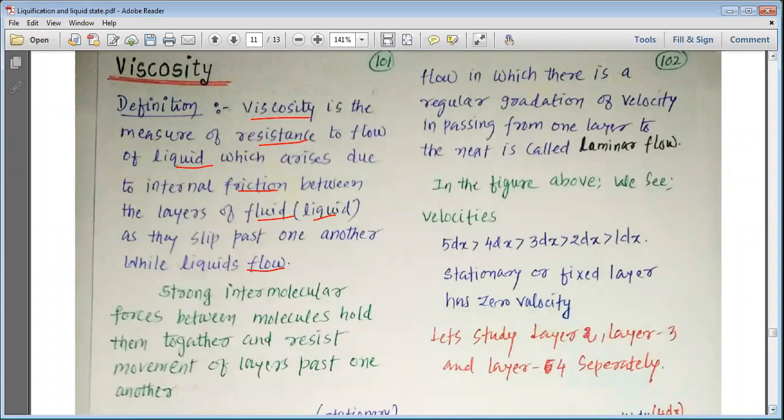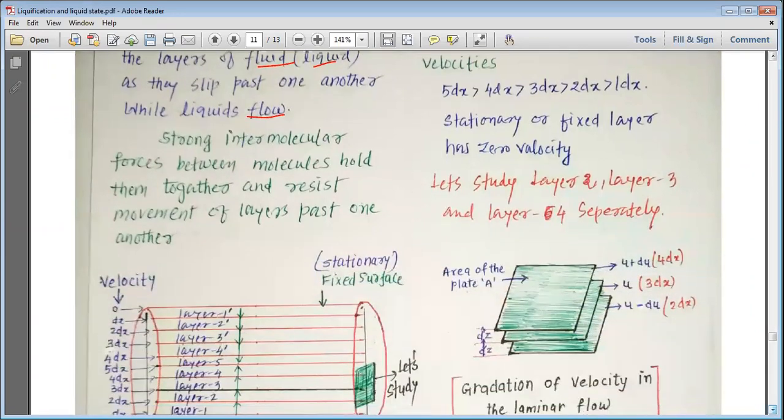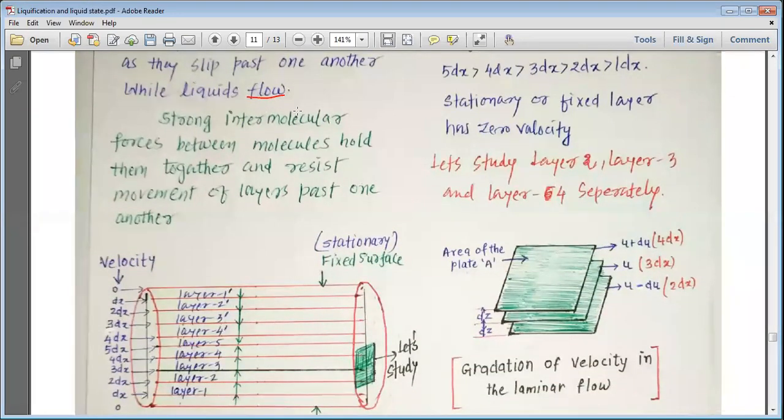So it's simply a characteristic that opposes the flow of liquid. Strong intermolecular forces between molecules hold them together and resist the movement of layers past one another. See, liquid molecules have strong intermolecular forces as compared to gases, and that is why these strong intermolecular forces between the molecules hold them together and resist the movement of layers past one another.